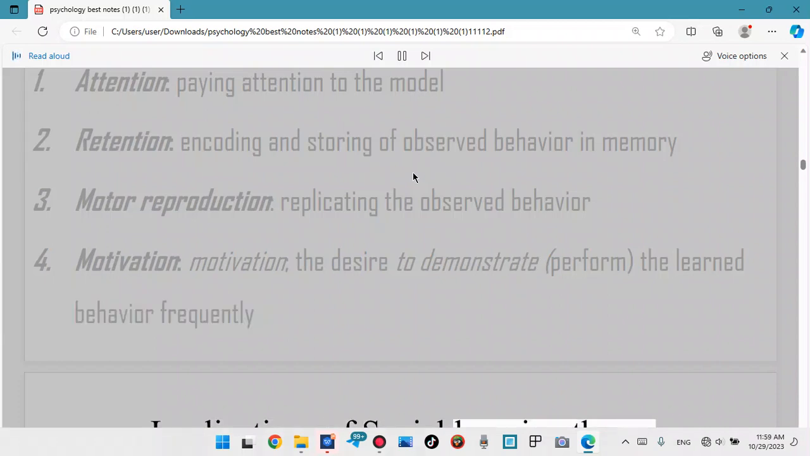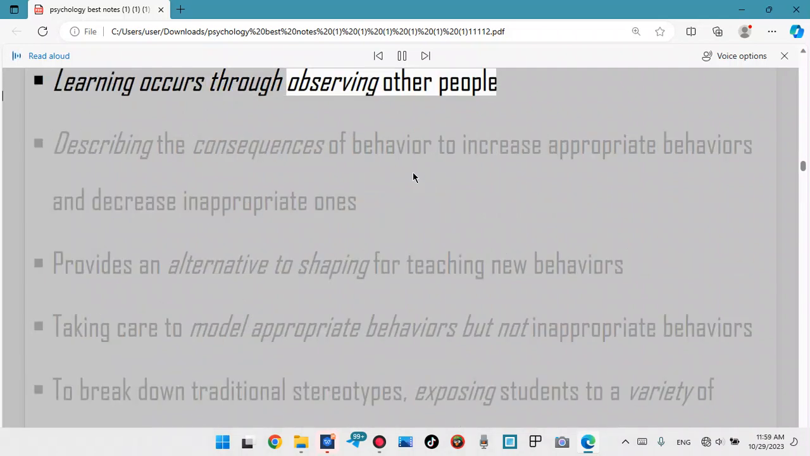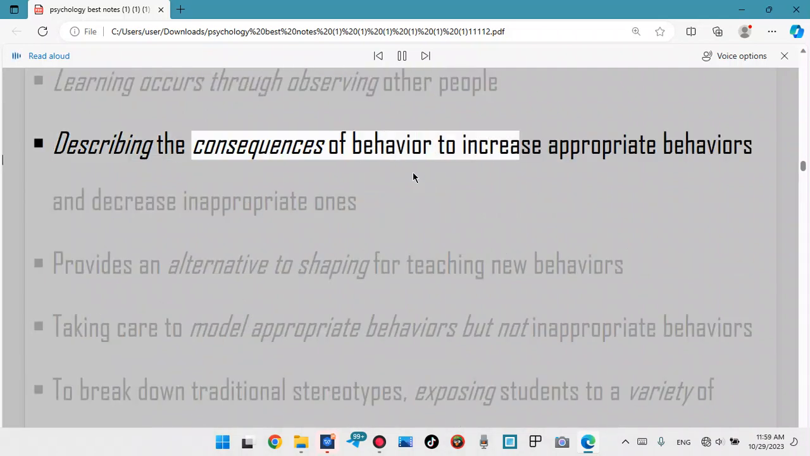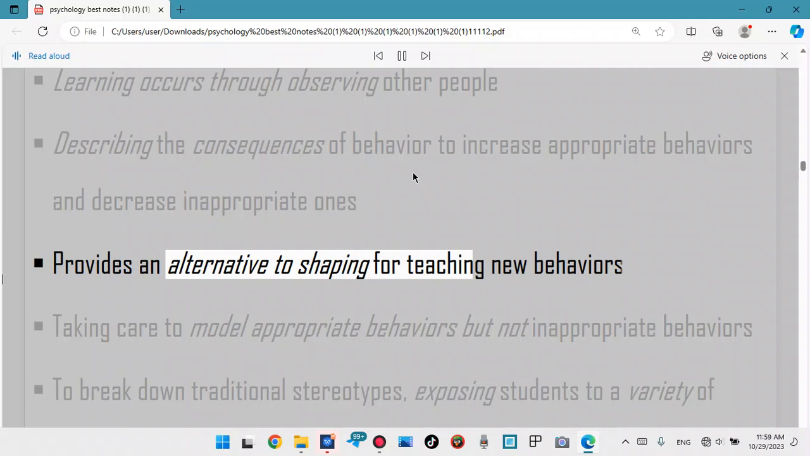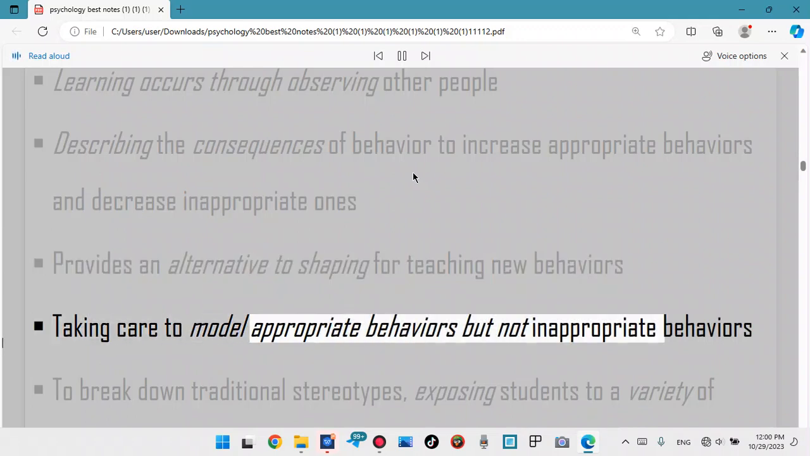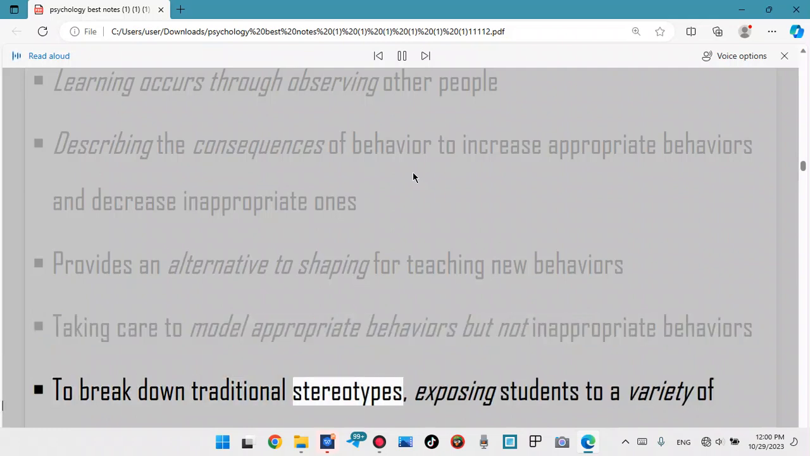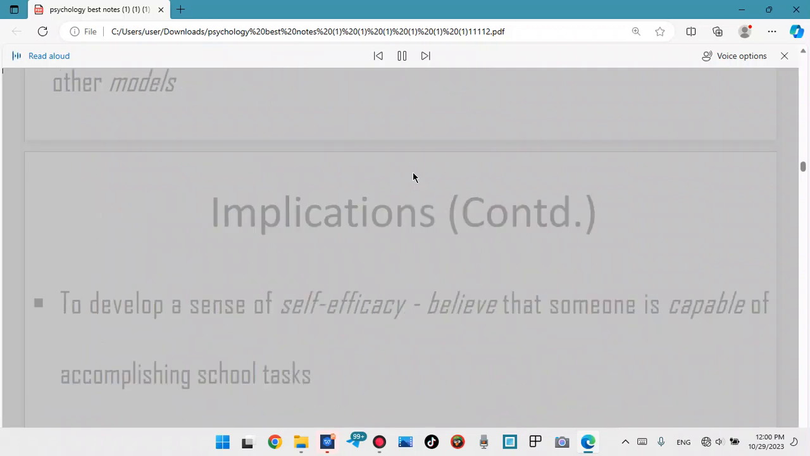Implications of social learning theory. Learning occurs through observing other people describing the consequences of behavior to increase appropriate behaviors and decrease inappropriate ones. Provides an alternative to shaping for teaching new behaviors, taking care to model appropriate behaviors but not inappropriate behaviors, to break down traditional stereotypes, exposing students to a variety of other models.